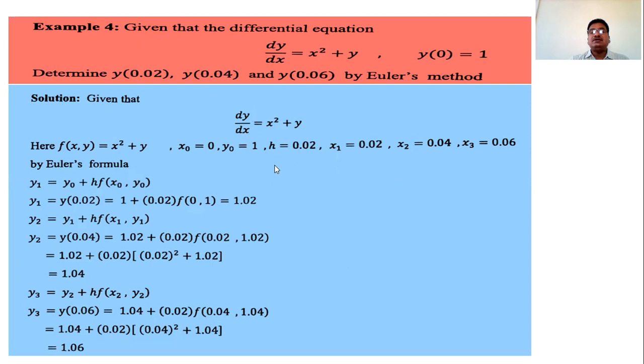So this h is 0.02, and x1 is 0.02. That is, we have to find the first value at 0.02, then at 0.04, and then 0.06. That is x1, x2, x3. Then by Euler's formula, y1 is y0 plus h f(x0, y0). This is obtained from Euler's formula. In the example, first write the general formula, Euler's general formula.